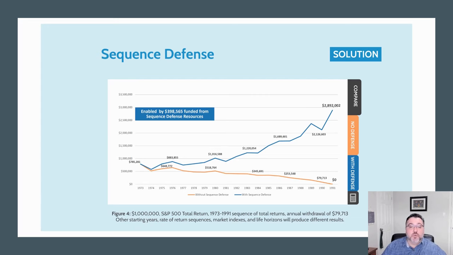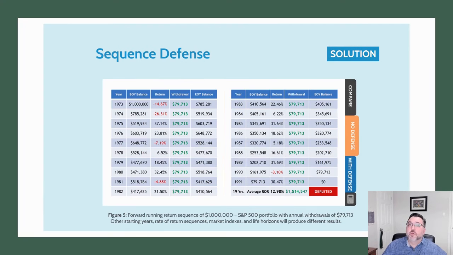strategy. So we're still working with the same $1 million portfolio with an S&P 500 rate of return from 1973 to 1991. You can see it here as well. And we're going to still incorporate the same withdrawal rates of $79,713 in this scenario. So this slide is the exact same slide as an earlier one that we went through, where we're not implementing the sequence defense strategy.